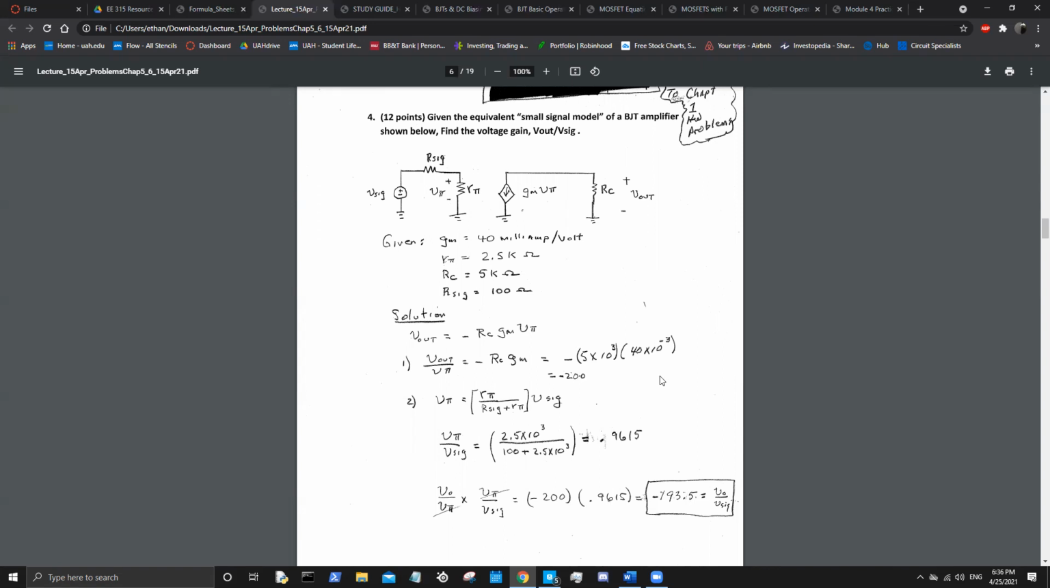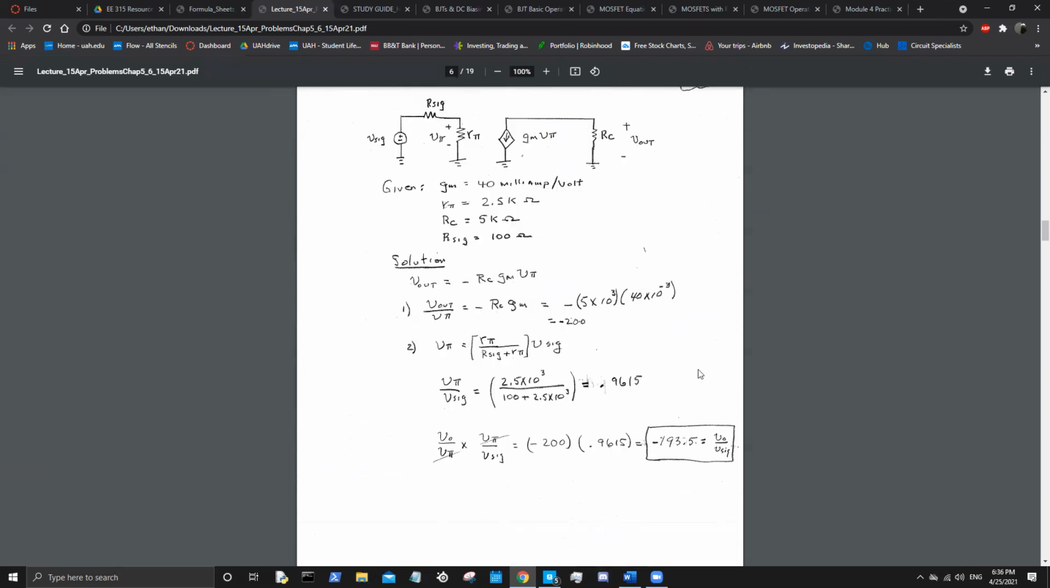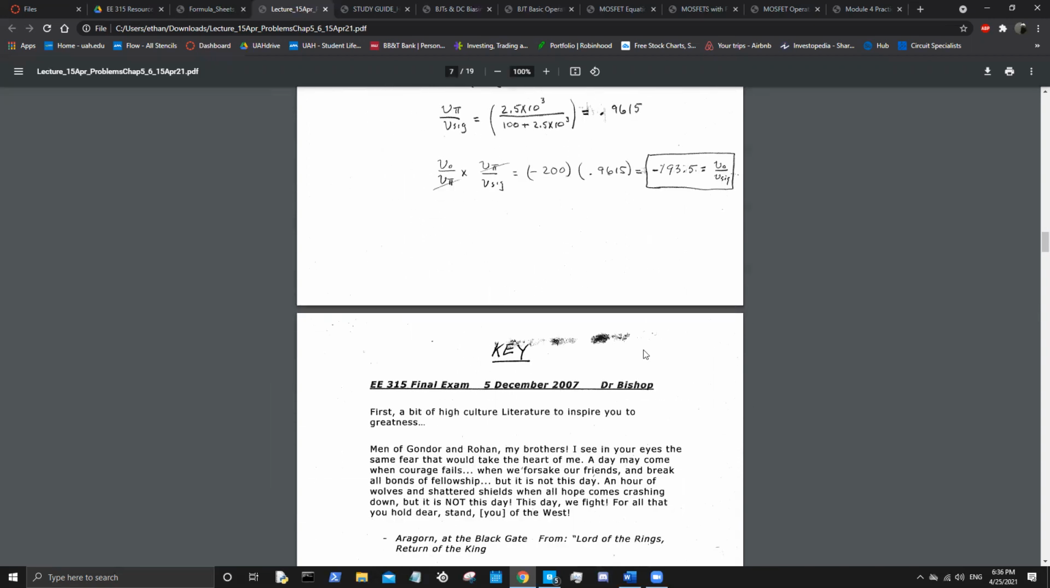Wait, can we even? We don't have V sig. We just have the ratio V out over V sig. Oh yeah, we can't find V pi in this. The reason he's right is V pi just gets deleted. We can't find it in this instance. If we had V sig, then we could, but we don't, unfortunately. But we only need to know this ratio. So the one you get happens to be negative 193.5.